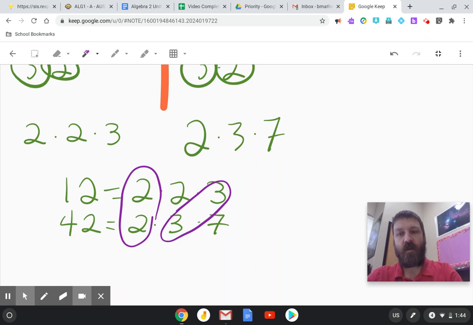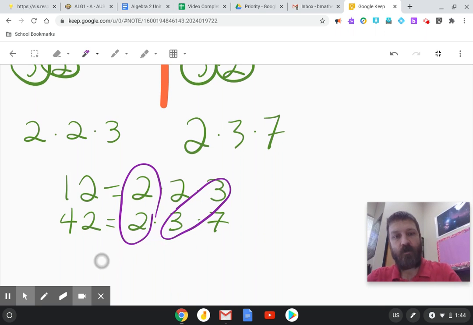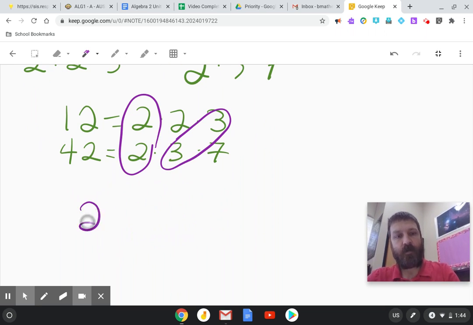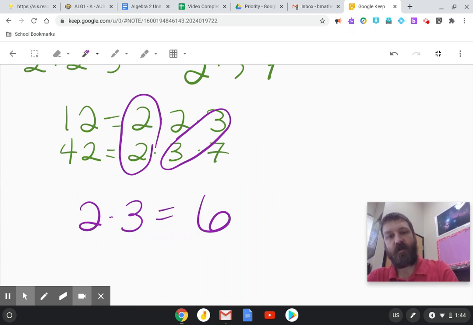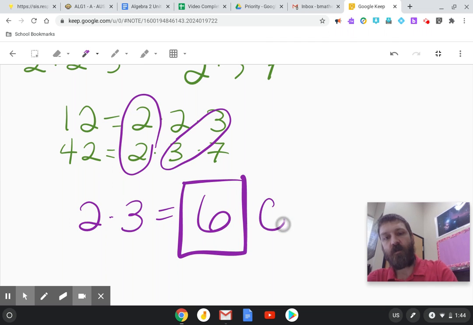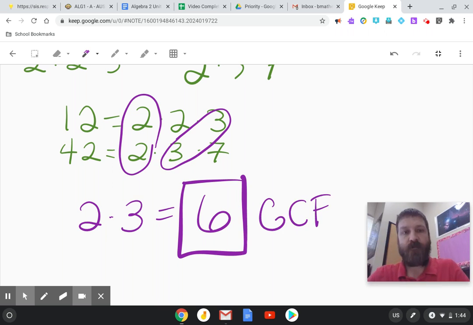And then there's nothing else that these have in common, which is why it's called greatest common factor. So I'm going to take the numbers I've circled in purple, and I'm going to write them down. 2 times 3, and that gets me 6. So 6 is the greatest common factor of 12 and 42 because it's the biggest number that divides evenly into both 12 and 42. So that's how you do greatest common factor. You list the prime factors and then multiply the numbers they have in common.